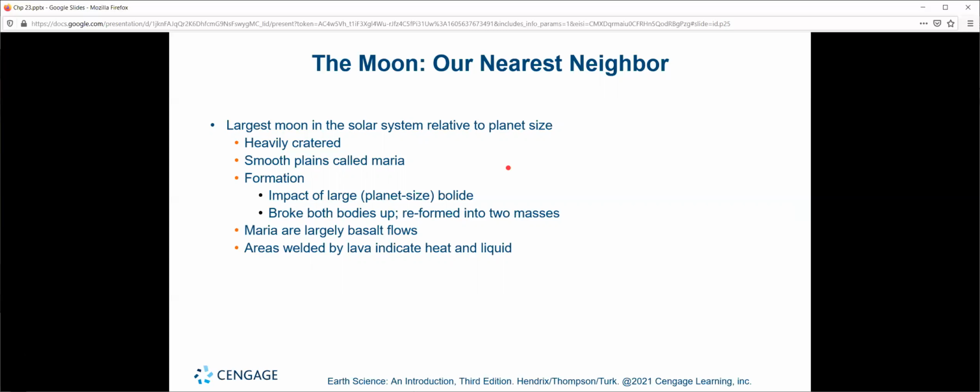It is thought that it was formed as a result of a large planet-sized bolide impacting the early soft molten Earth. The body broke up, and the two bodies broke and then reformed as, well, we now have the Earth as well as part of the moon. The smooth plains up there on the moon are largely basaltic flows, which is interesting. And the areas are welded together by lava, which indicates heat and liquid, which may indicate tectonic activity.